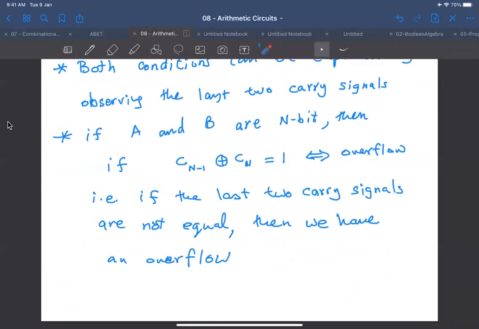So in order to check for overflow, this is the bottom line here. All you need to do is to watch the last two carries. If they are different, then you have an overflow. If they are the same, then you don't have any overflow.